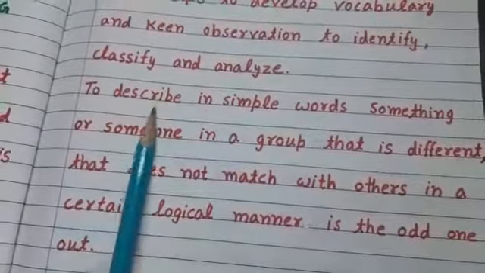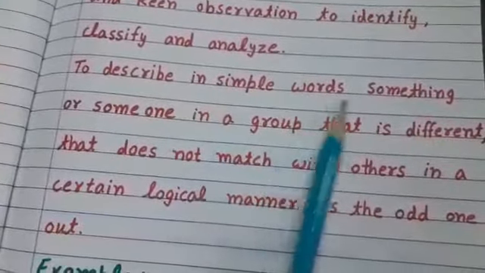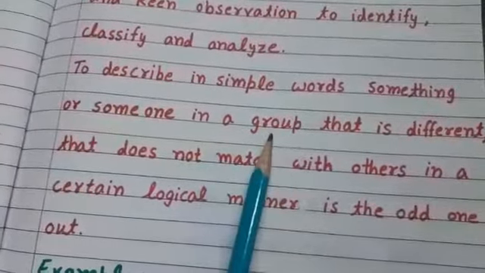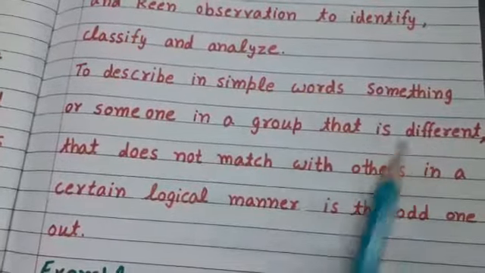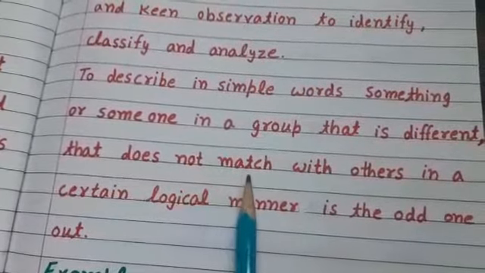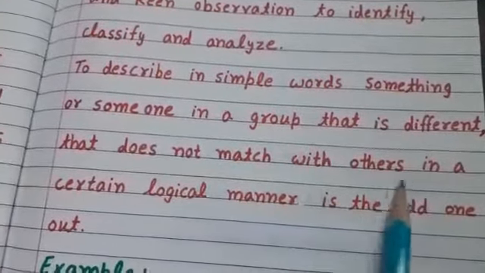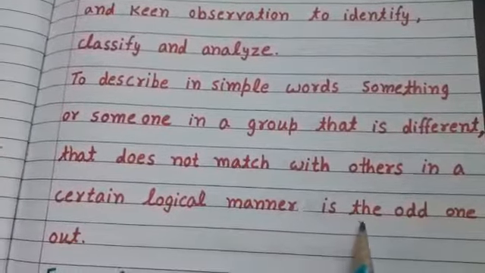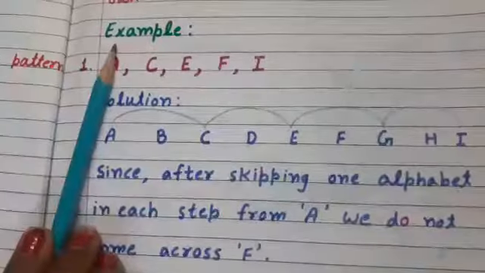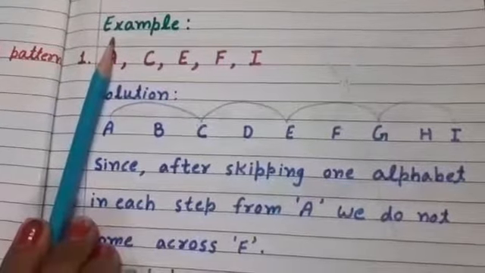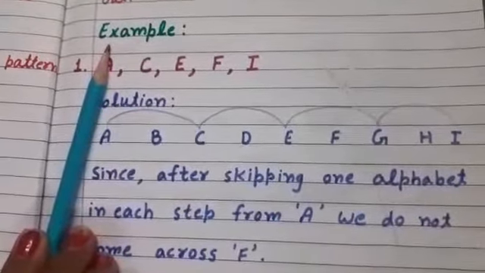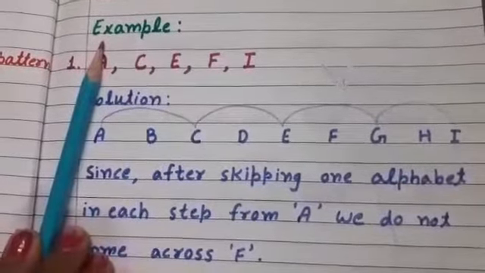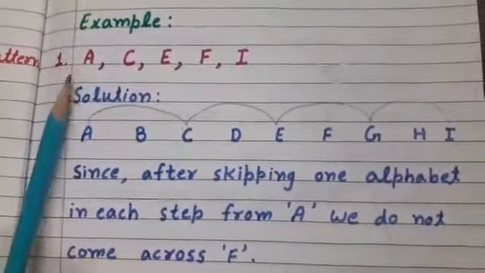To describe in simple words, something or someone in a group that is different, that does not match with others in a certain logical manner, is the odd one out. So, today we will understand this topic with some examples. Let's start with example number 1.